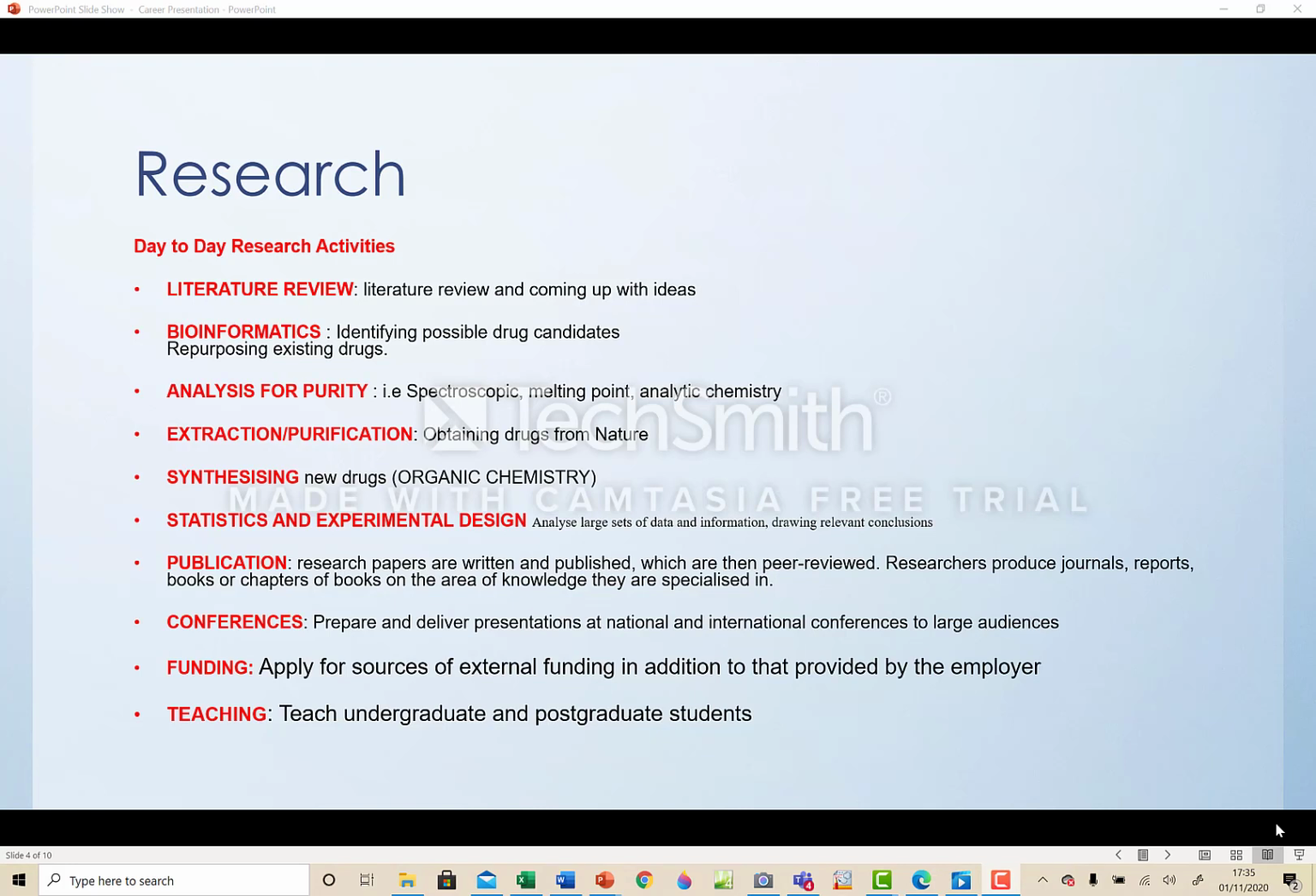Researchers produce journals, reports, books, or chapters of books on the areas of knowledge they're specialized in. You may also be presenting at conferences and delivering before national and international audiences. As mentioned, you'll also be teaching undergraduate and postgraduate students, and undoubtedly you'll be spending some time fundraising, applying for external funding in addition to the income that you receive from your employer. So all these are activities involved in research.